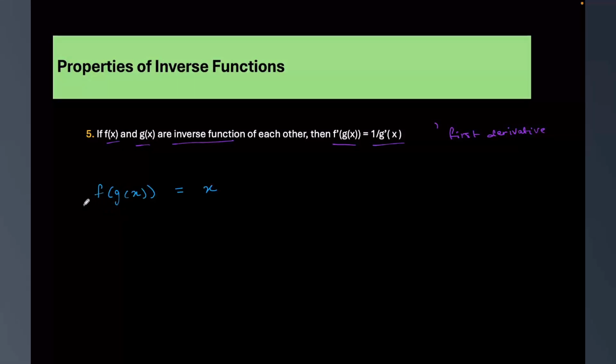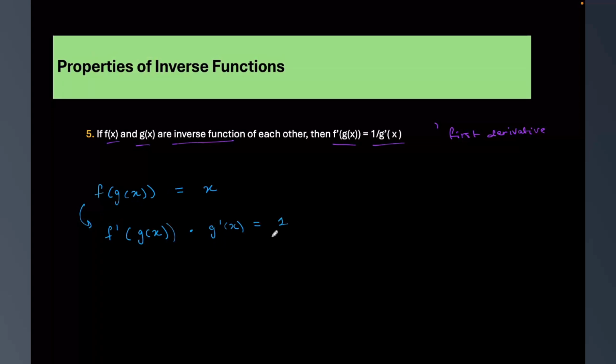Okay, so if I'm going to differentiate this, I'm going to use a chain rule. So I'm going to get f dash, or first derivative of f of x, and then we do the derivative of g of x, which is g dash of x. And then if we take the derivative of x, which is just 1. So here we have differentiated this composite function with respect to x.